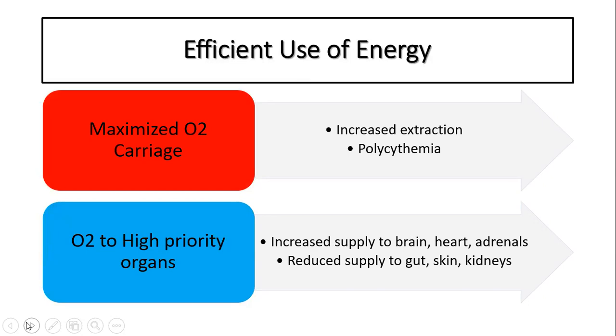The baby will maximize oxygen carriage by becoming polycythemic and improving the efficiency of extraction of oxygen use. So babies who are hypoxemic often have an increased risk of developing jaundice because they are polycythemic. The baby also prioritizes oxygen use in its organs. So it prioritizes the brain, heart, and adrenals. And we understand later on why this is important. It also deprioritizes certain organs like the gut, the skin, and kidneys.